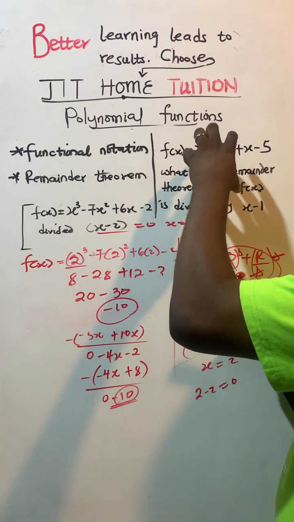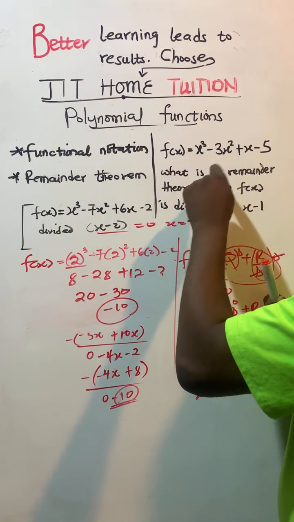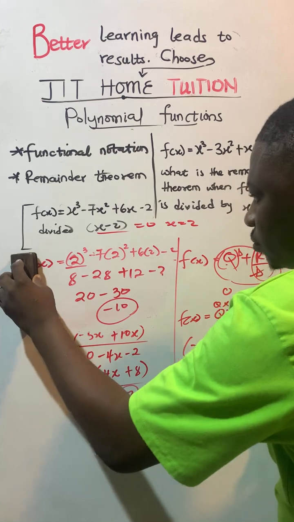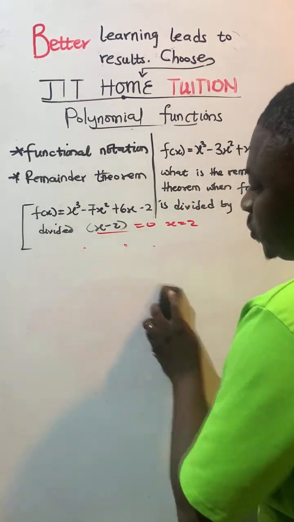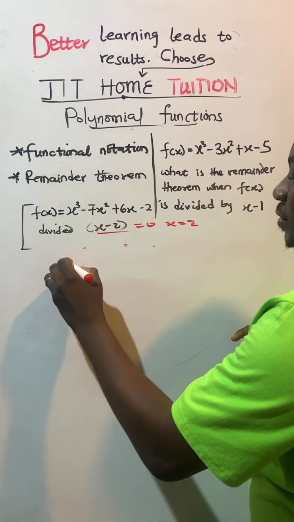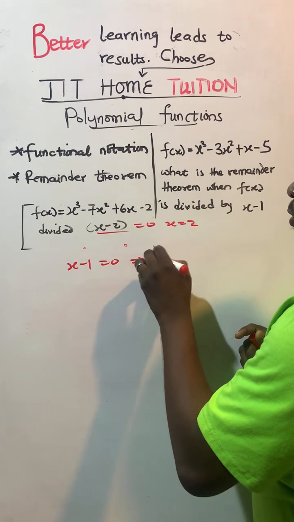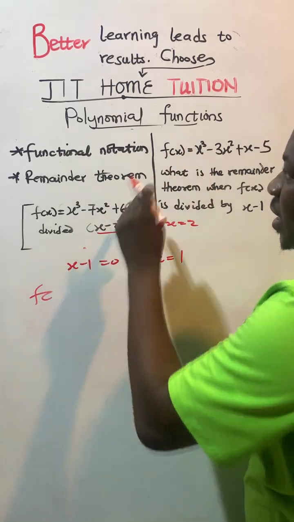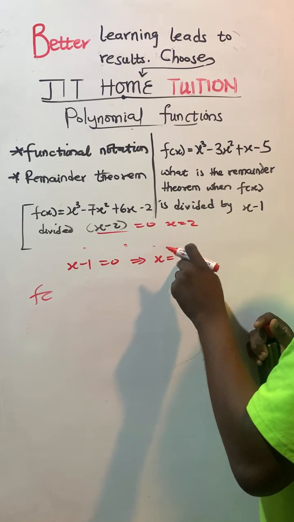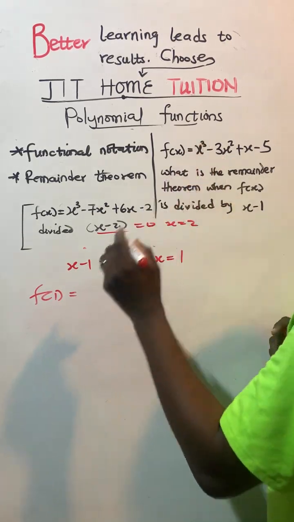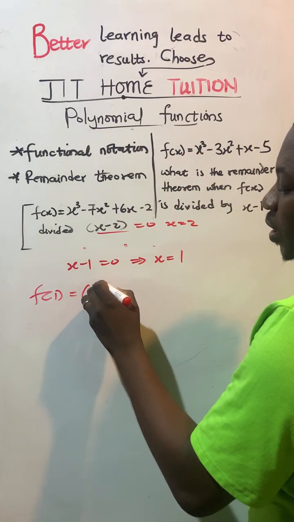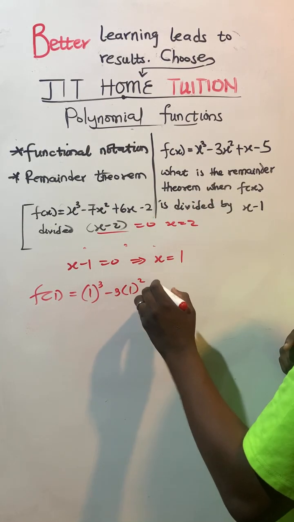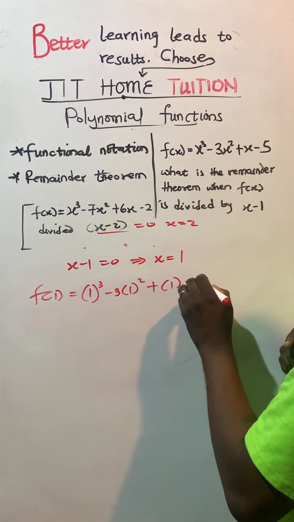All right. So now can we look at this question? They are saying, what is the remainder when f of x is divided by this? So you start by saying that x minus 1 is equal to 0. You have x equal to 1. Because look at it, it is f of x, but we have established that x is equal to 1, so you put it inside. Meaning that here x cubed will become 1 cubed minus 3 times 1 squared, all right, plus x, which is 1, minus 5.